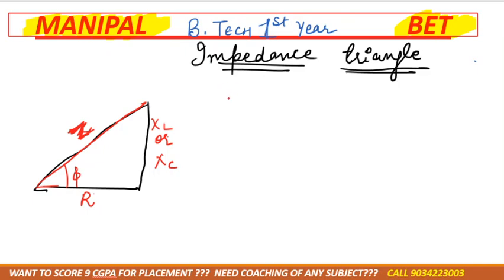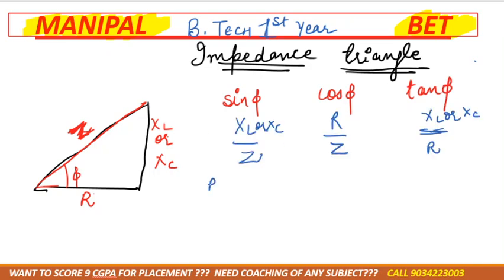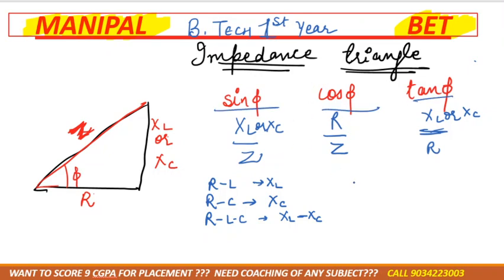Now from here, you can get the values for sin phi, cos phi, and tan phi. Remember, you must have studied this in school. If there is an RL circuit only, then we'll take XL. If there is an RC circuit only, then we'll take XC. If there is a combination like RLC, then that depends. If XL is greater, then we'll take XL minus XC, and if XC is greater, then we'll take XC minus XL. So from here, we'll get sin phi, cos phi, and tan phi.